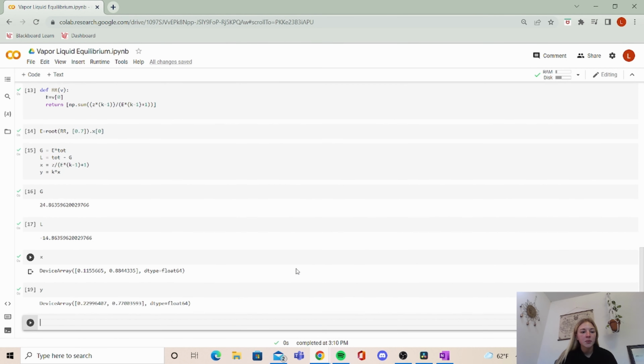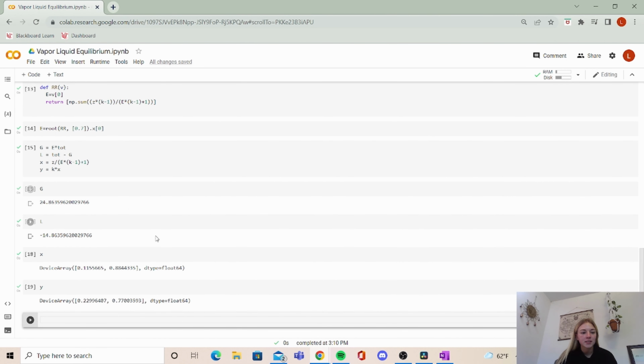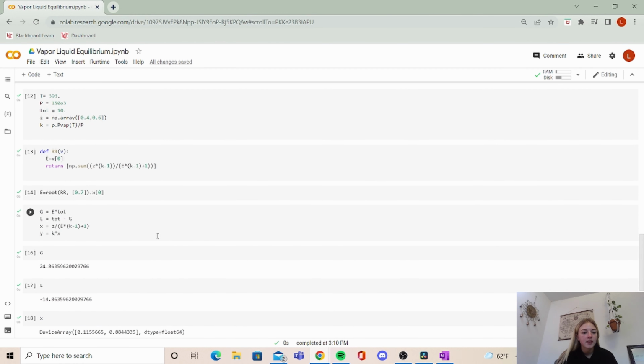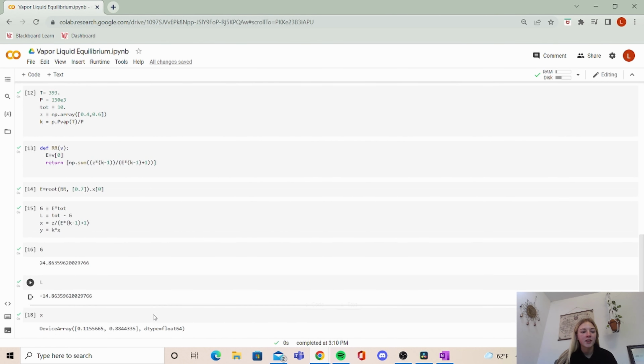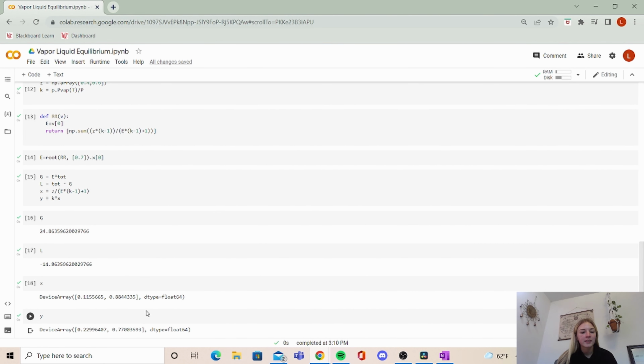So all of our numbers here are actually incorrect. If you think about it, if we have all vapor phase flowing out of our system, then we should have our G value equal to 10, which was our flow rate in. And the same with our mole fraction in the vapor phase. That should be 0.4 and 0.6. And there shouldn't be anything for our mole fraction in the liquid phase. This should be 0 for our liquid phase exiting.